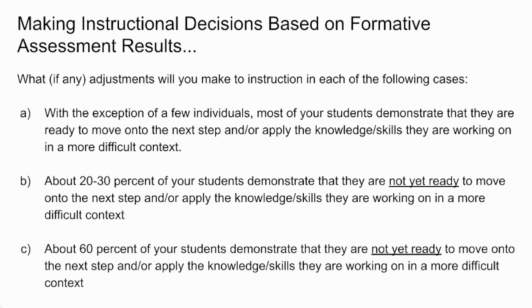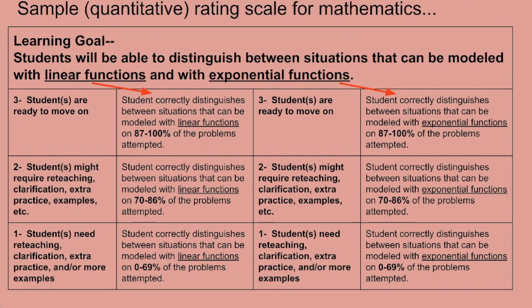We also need to consider cases when about 60% or more of our students demonstrate that they're not yet ready to move on. Do we pause and provide reteaching, clarification, extra examples, and practice? Or do we differentiate instruction in a way that allows those who are struggling to receive extra practice and those who are ready to move on to continue their learning task? That's why it's important to develop not only a rating scale for the learning goal, but also a plan to help better meet the need of individual students.